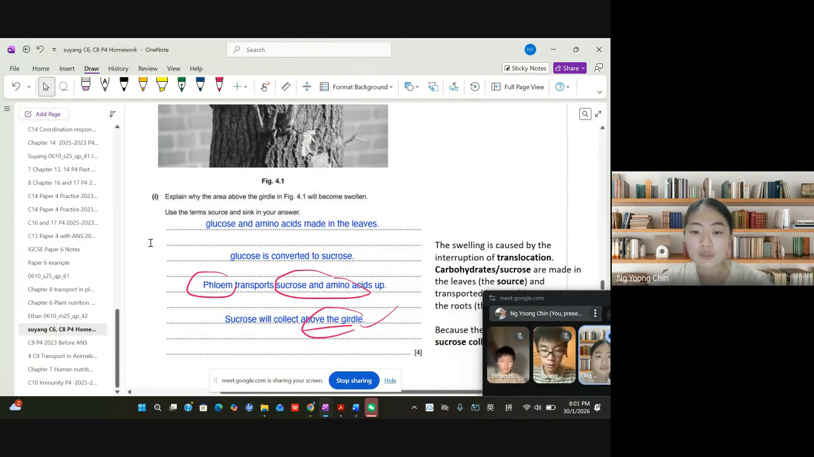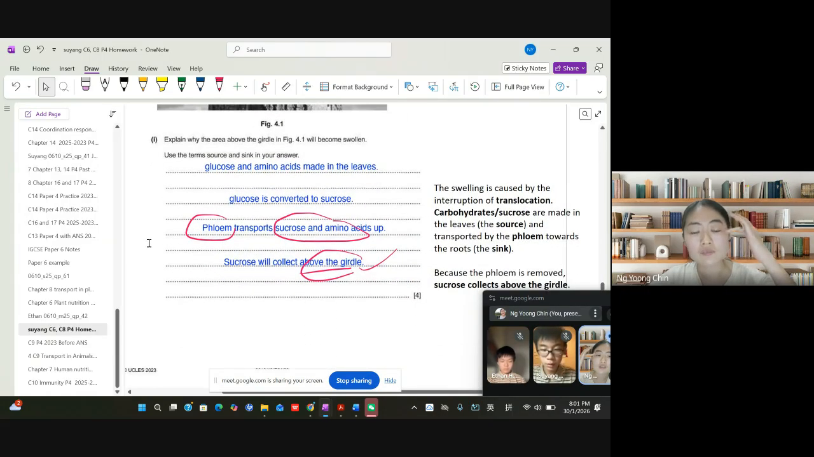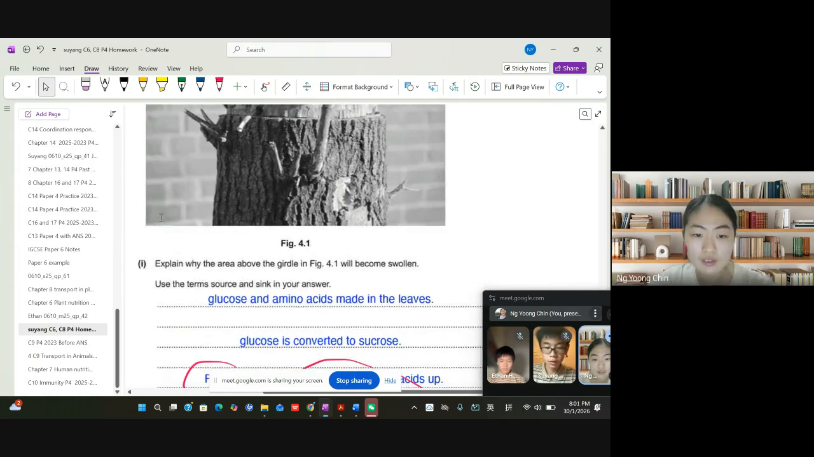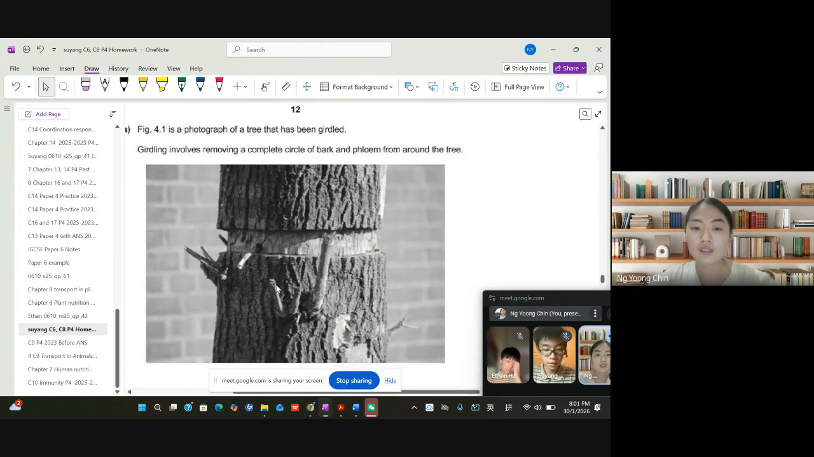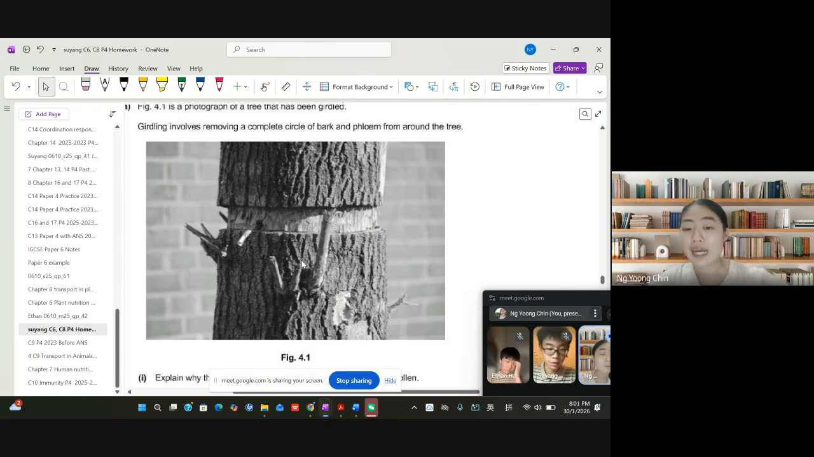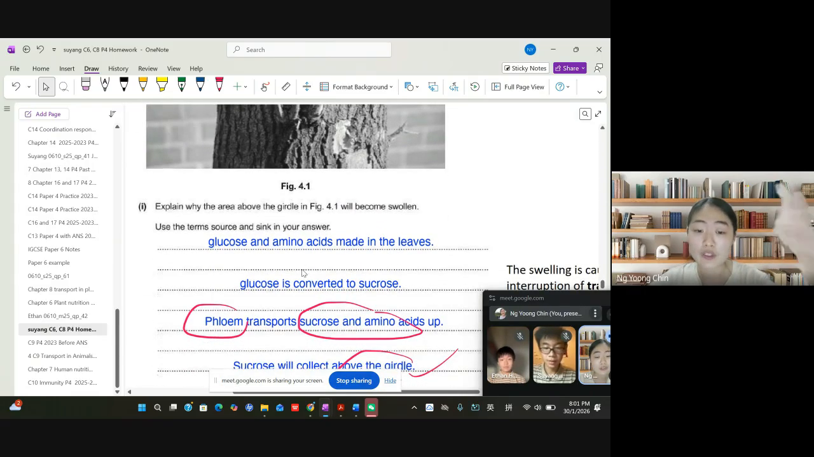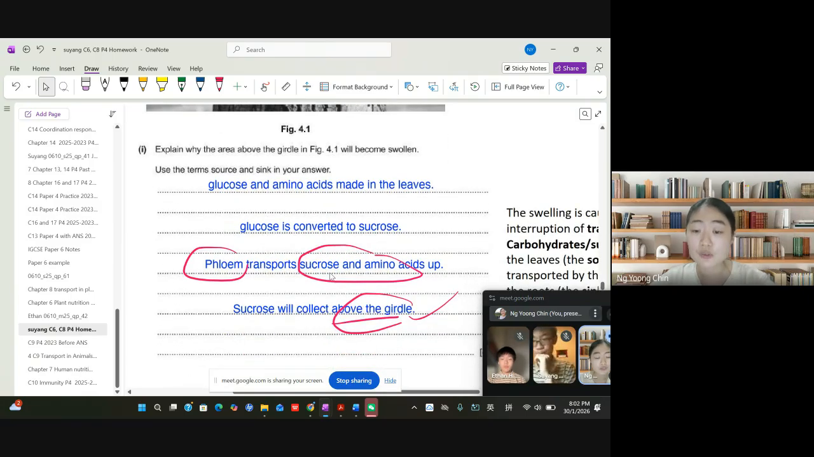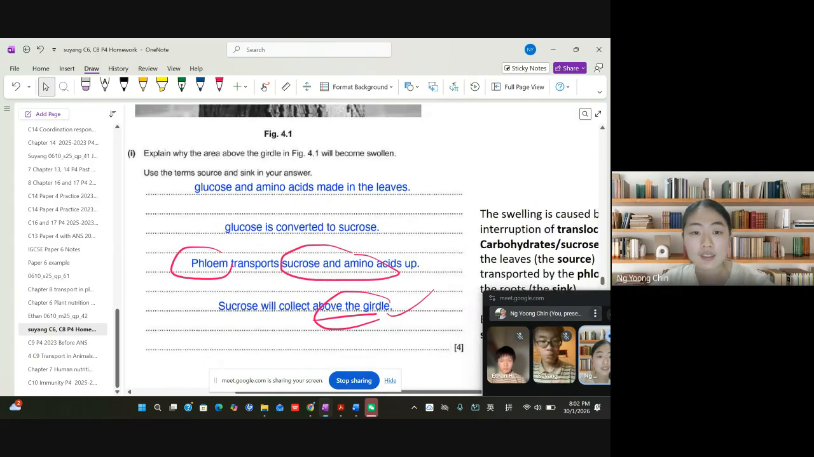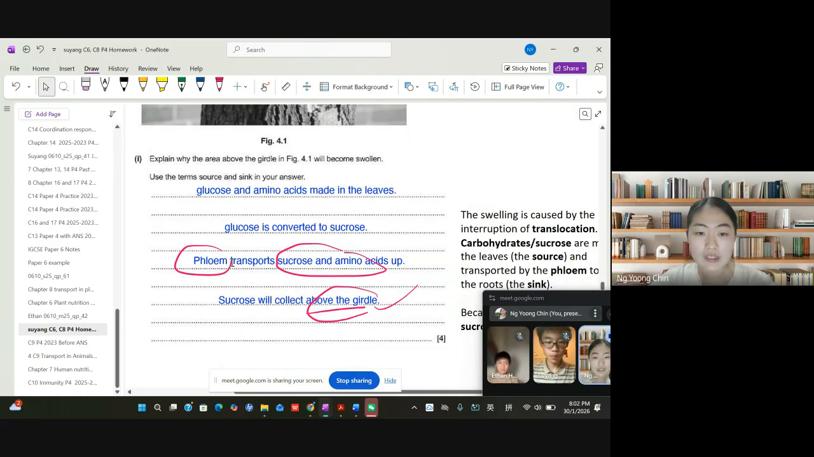Okay, and then for this one, I think you know the concept behind it, because the phloem is being removed. So that's why there will be accumulation of the sucrose and the amino acids on the spot.